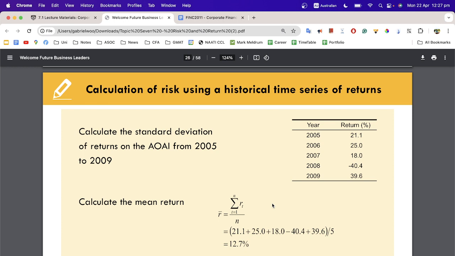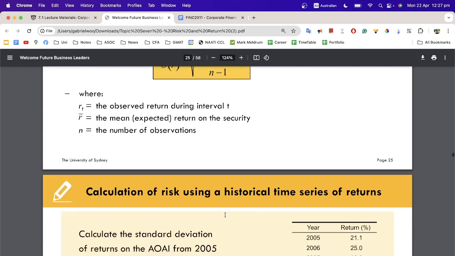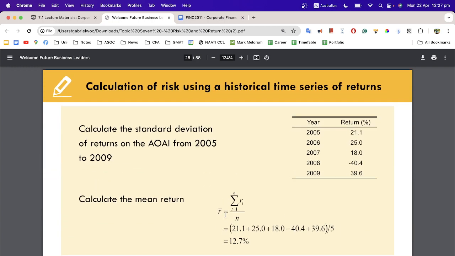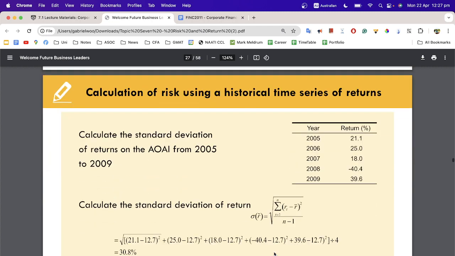So first thing we want to calculate is the mean return. Once again, this is the R bar component of the variance formula. So we take the return of the previous years, we add them all up together. If it's a negative figure, then we subtract them, and we divide it by the period n. So here we get a mean return of 12.7%.